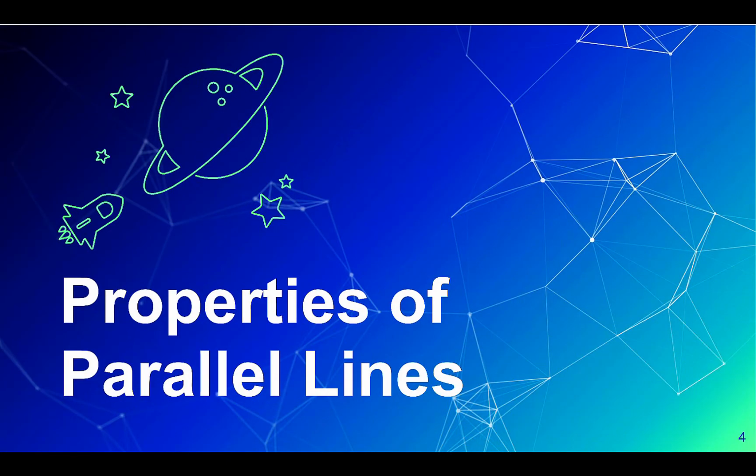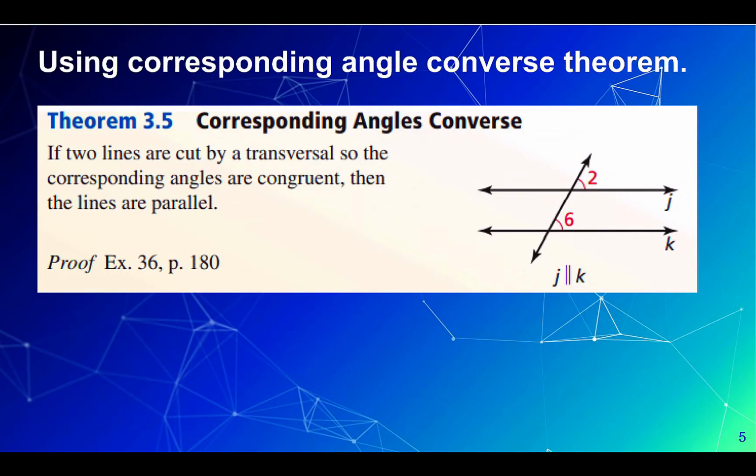So, properties of parallel lines. The corresponding angles converse: if two lines are cut by a transversal so that the corresponding angles are congruent, then the lines are parallel. Yesterday we learned the opposite: if the lines are parallel, then the corresponding angles are congruent.